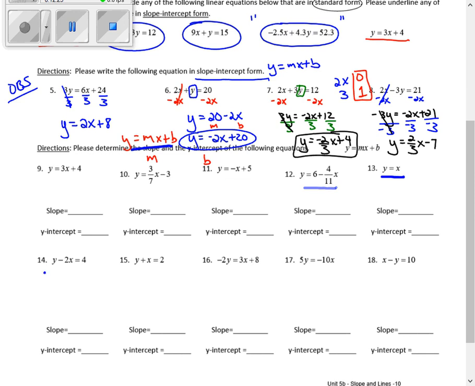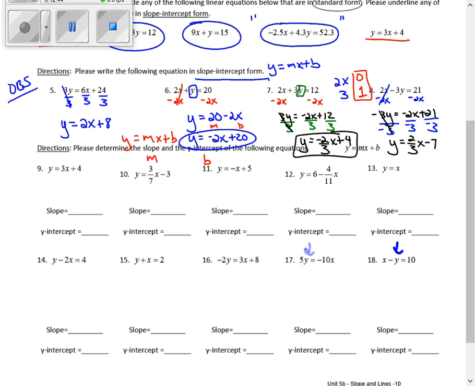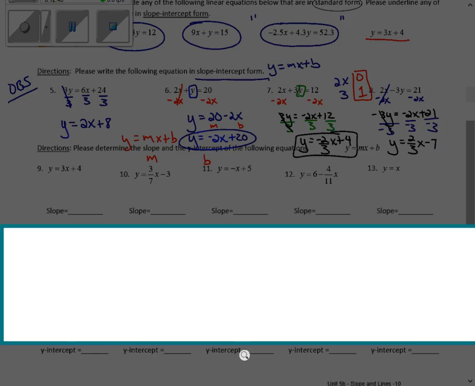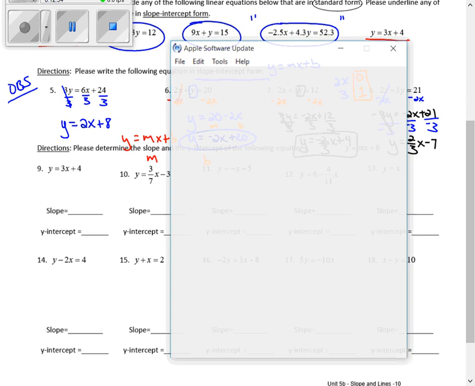Now I want you to look at 14, 15, 16, 17, and 18, and realize that the y is not by itself in any of these equations. That's why we're going to have to do more work. That's why I gave a little more space in this area where I have the square, because you'll have to do that work in that blank area. Okay, so 9 through 13 are pretty much just reading things.